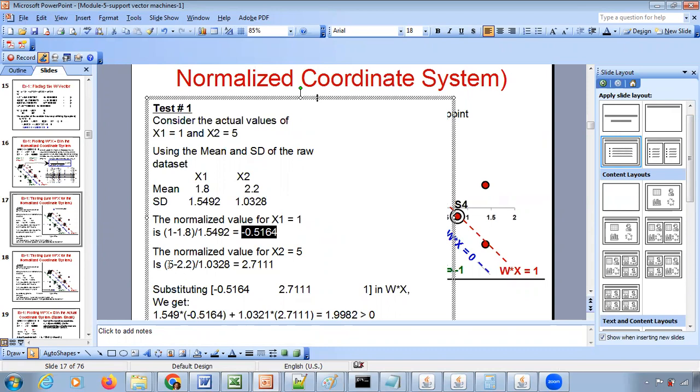Then for x2, similarly, it's 5 minus its mean 2.2. The whole thing divided by the standard deviation 1.0328. That comes to be 2.7111. So negative 0.5164 is the normalized x1, and 2.7111 is the normalized x2, and then our bias 1. So this is our corresponding data point in the normalized coordinate system for this x1 equals 1 and x2 equals 5. So now that's our x here, and we can substitute in this equation for w times x and see what we get.